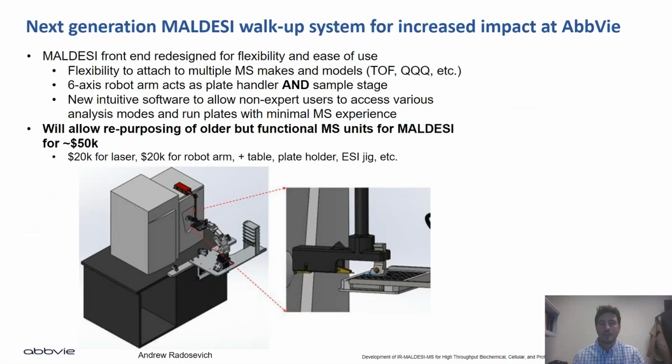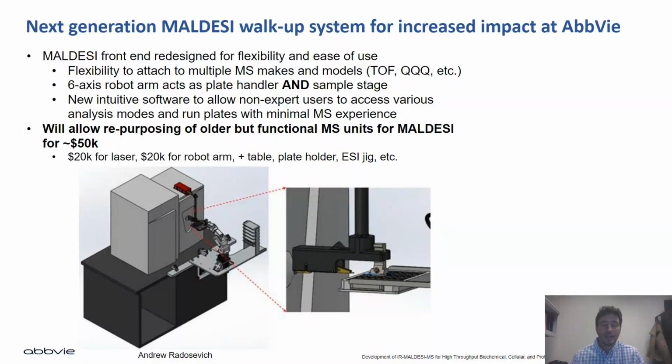So I mentioned we have a next generation system, and that's shown here, and that was the other movie I showed earlier, which I'll go back to now. So we've redesigned the MALDESI front end for increased flexibility and ease of use. So we no longer have a stage. Our engineer had the brilliant idea to, instead of using a stage and an arm, just use a 6-axis robot arm that will act as both a plate handler and sample stage.